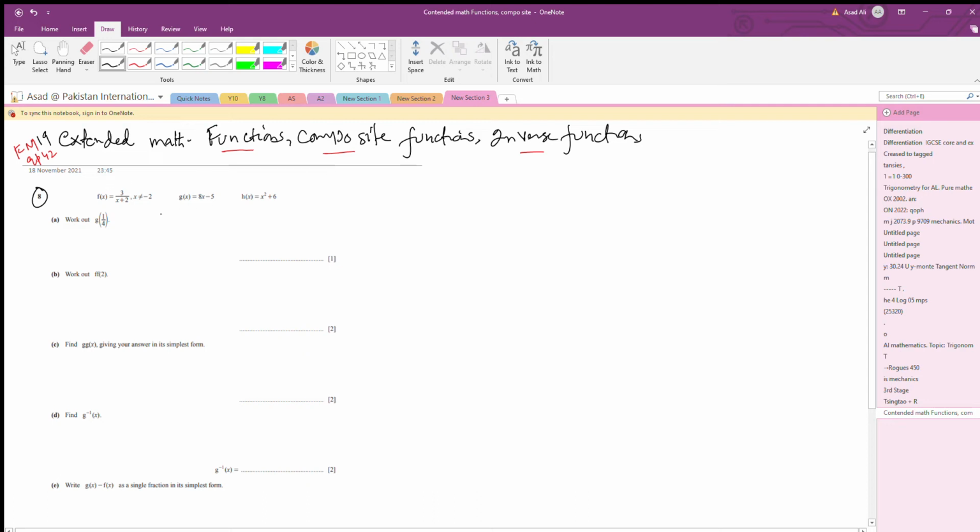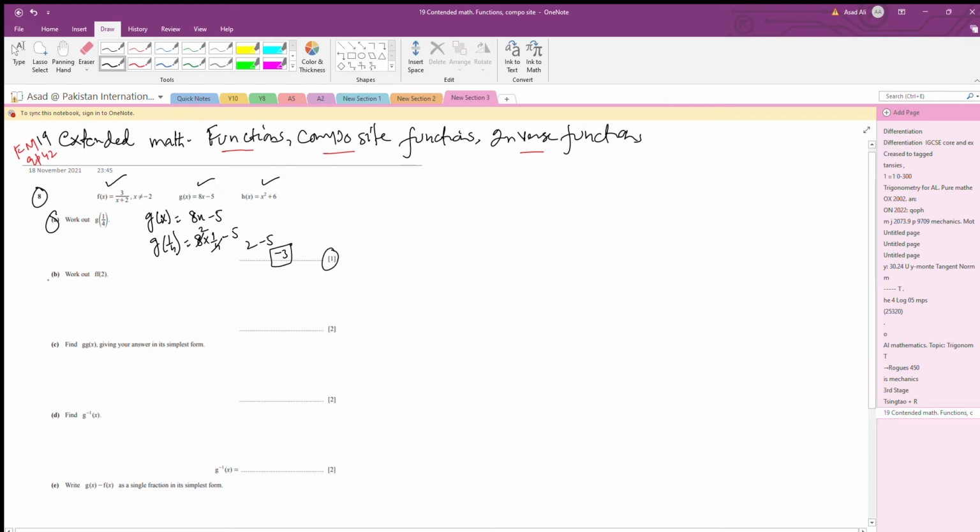We are given three functions here. This is f of x, this is g of x, and this is h of x. Part A: work out g of 1 over 4. The function given to us is g of x equals 8x minus 5. So g of 1 over 4 means replacing x with 1 over 4: 8 times 1 over 4 minus 5. 4 ones are 4, 4 twos are 8, so we get 2 minus 5, and the answer is minus 3. We get 1 mark for this correct working.